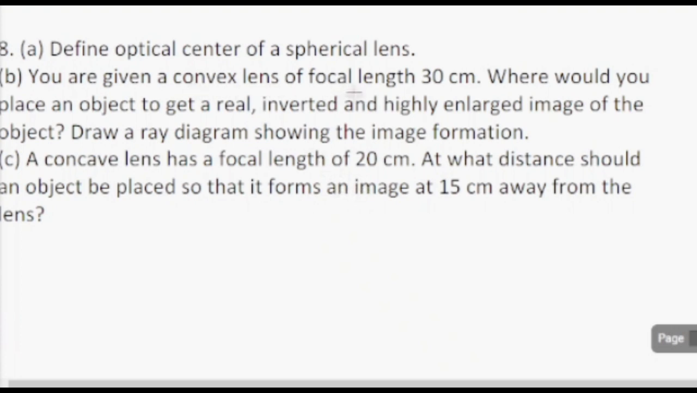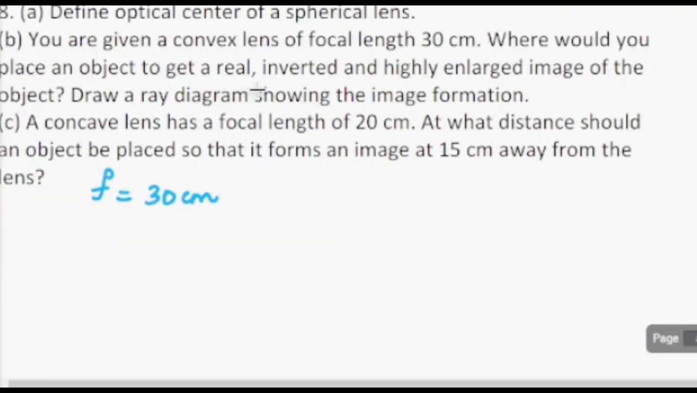You are given a convex lens of focal length 30 cm. So f is equal to 30 cm. It's plus because it is convex. Where would you place an object to get a real, inverted and highly enlarged image of the object? Draw a ray diagram showing the image formation. To get a real, inverted and highly enlarged image, we have to keep the object at the focus.